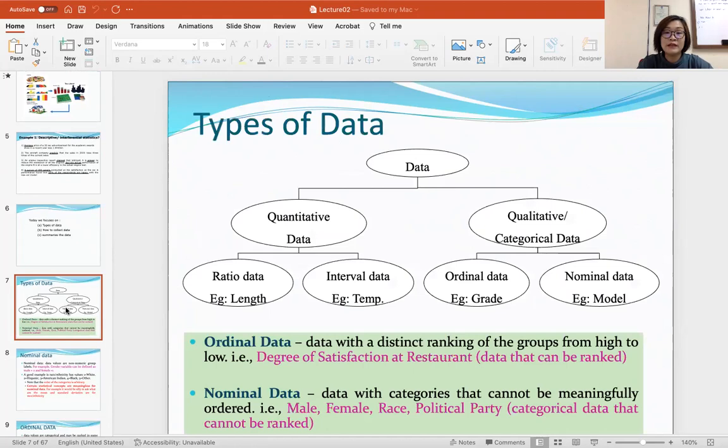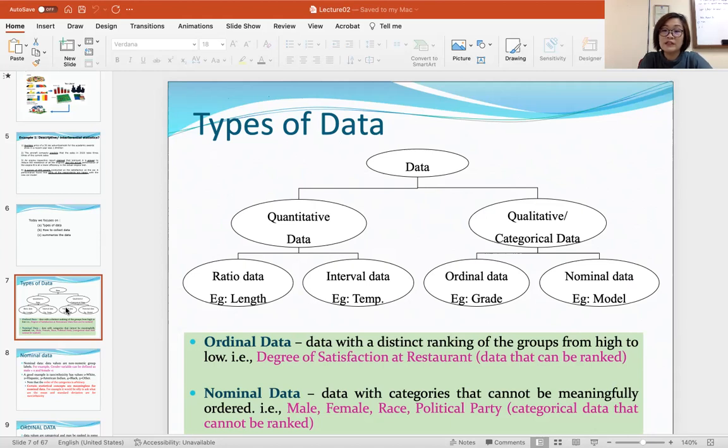There are 2 types of data, qualitative and quantitative. Quantitative is something like, for example, temperature, length, or ratio. If you do the ratio, you don't have a unit, but actually that is quantitative. For interval, you have a range, for example, human temperature from 36.7 until 40. When you have a high fever, that's quantitative.